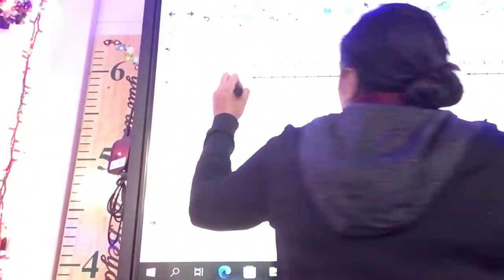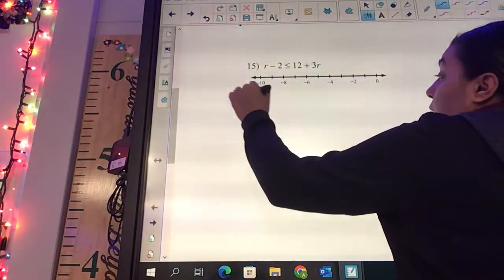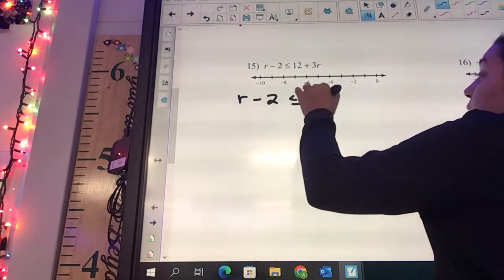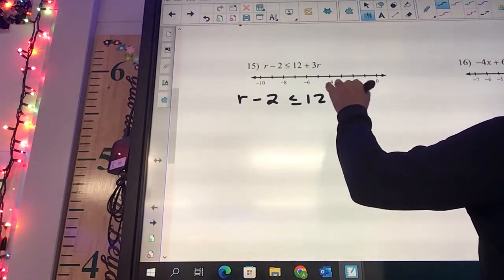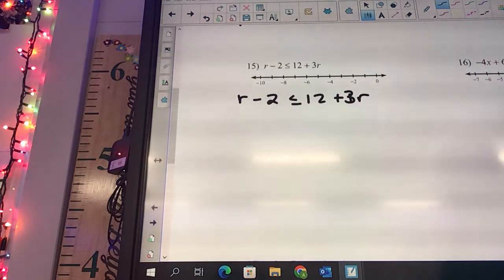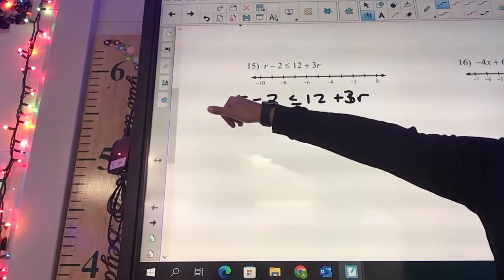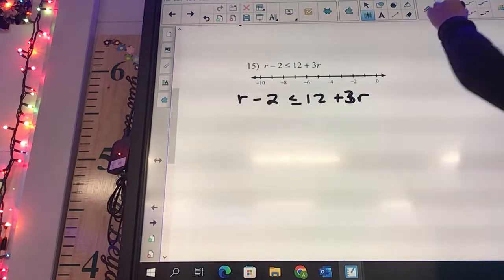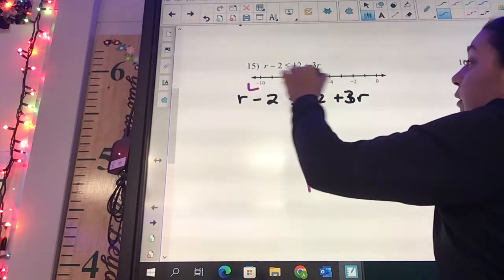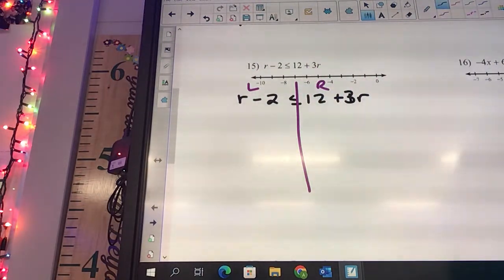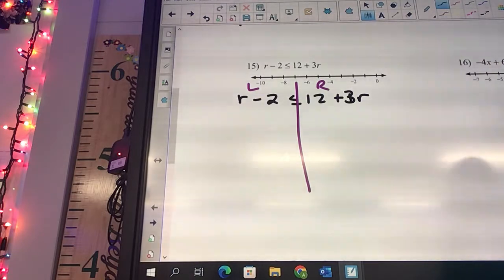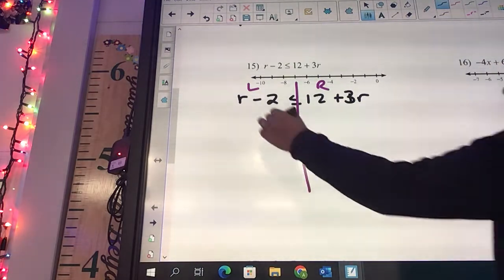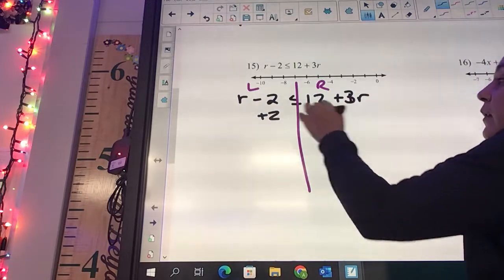Okay, 15. I'm going to write my problem down. I got r minus 2. Okay. The r, is that a letter or a number? Letter. It's a letter, so it stays on the left. The 2, is that a letter or a number? Number, so it needs moved. So how do I move a minus 2? Plus 2. What does that go under? Under the 12.